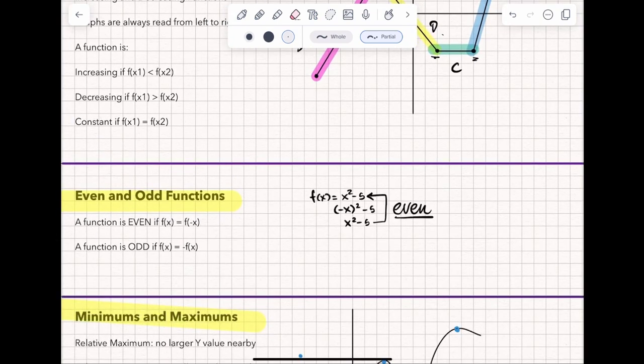Even and odd functions. An even function has symmetry with respect to the y-axis and is determined when plugging -x into f(x) gives a result equal to f(x). An odd function has symmetry with respect to the origin and is determined when plugging -x into f(x) gives a result of -f(x).